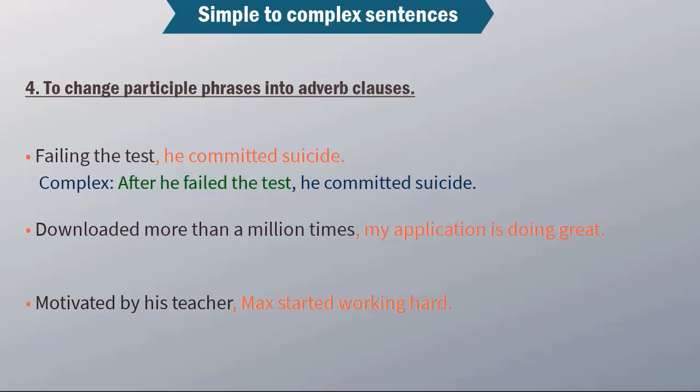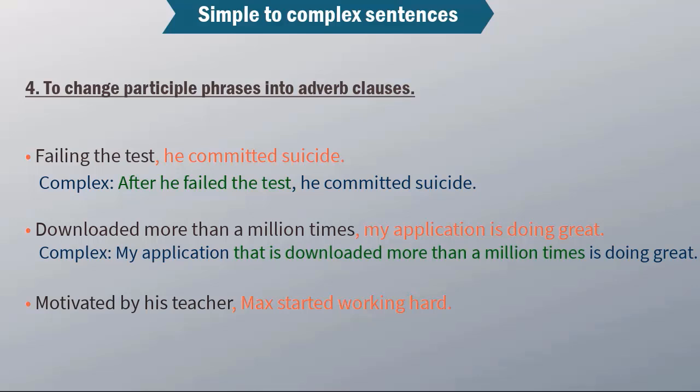Alright, so we've got two clauses here. One independent, he committed suicide. One dependent, after he failed the test. We have a subject, he, we have a verb, failed. After is the subordinating conjunction. Got it? Example number 2. Downloaded more than 1 million times, my application is doing great. Downloaded more than 1 million times is a past participle phrase modifying the noun, my application, right? Now again we'll do the same thing. We'll change this phrase into a clause. My application that is downloaded more than 1 million times is doing great.